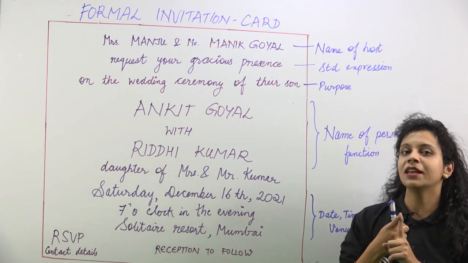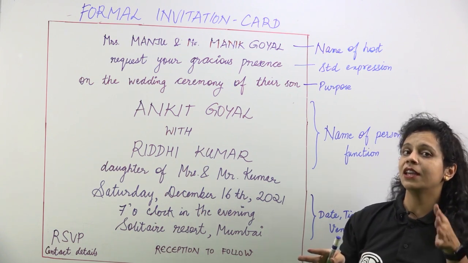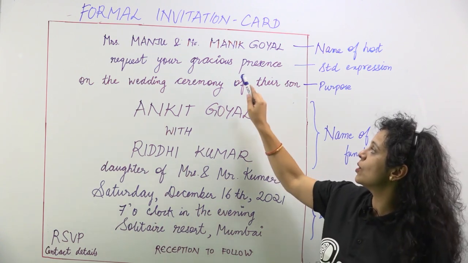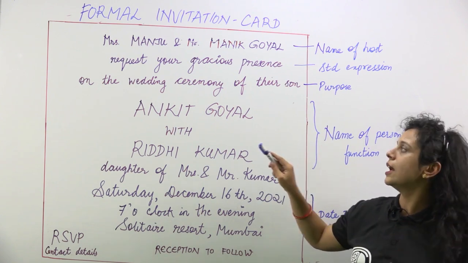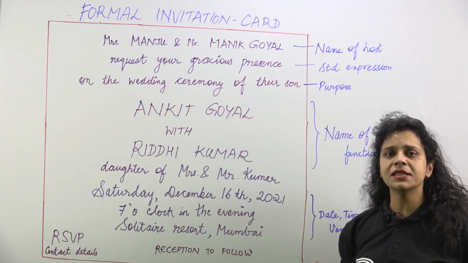फर्स्ट लाइन में आप लिखेंगे name of host. सेकेंड लाइन आपकी एग्जैक्टली वही रहने वाली है जो कि मैंने आपको बताई, रिक्वेस्ट योर ग्रेशियस प्रेजेंस. थर्ड लाइन विल बी ऑन द वेडिंग सेरेमनी ऑफ देयर सन. क्या थर्ड लाइन भी सेम रहेगी?